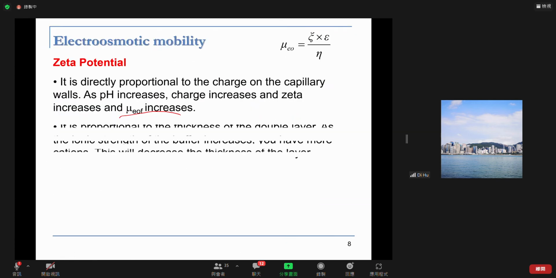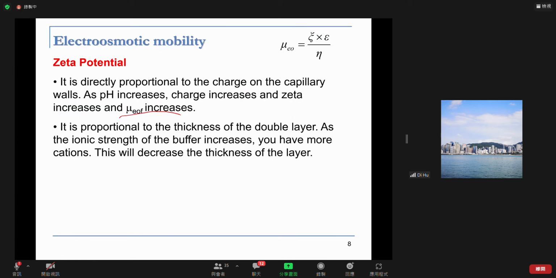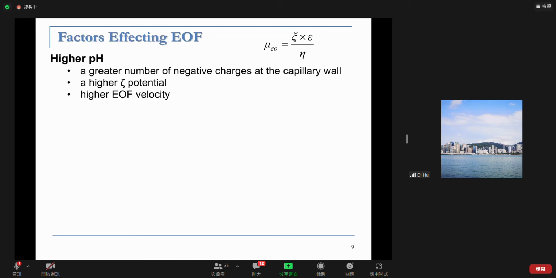Good. So, and then you can see that it's proportional, zeta potential is proportional to the thickness of double layer. As ionic strength of the buffer solution increase, more cation available in the fixed layer to neutralize the charge. And then, so more potential drop in the fixed layer, and then there will be less potential drop in the diffusion layer. So that means the zeta potential will decrease. Okay, decrease. So now, so that's easy.